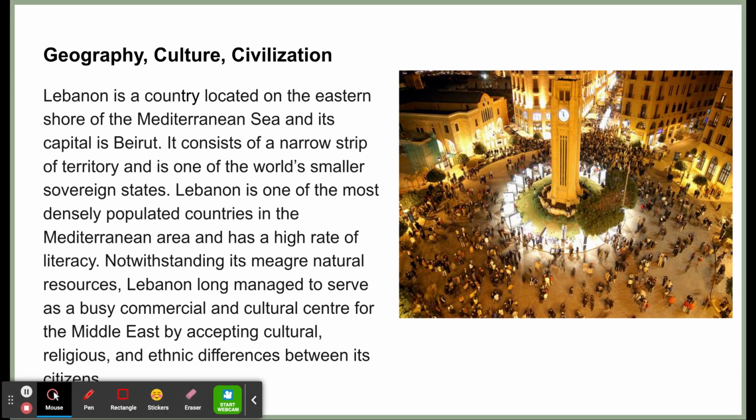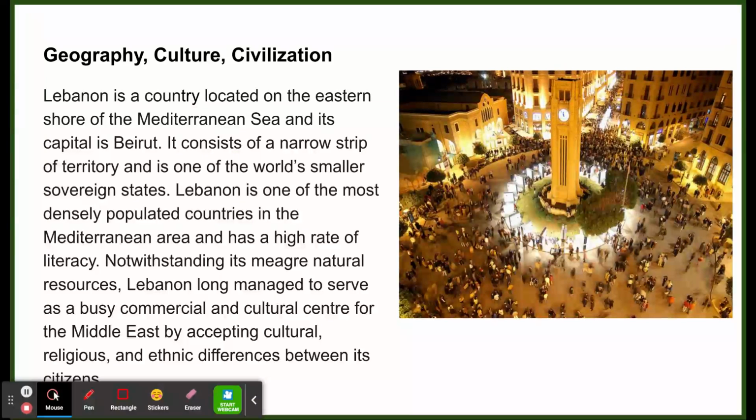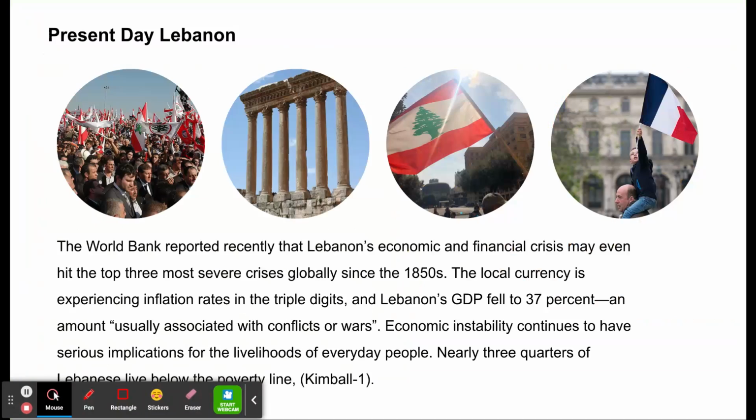Now, to go deeper into detail about Lebanon as a country and how it's been doing today, I will first be speaking about its geography, culture, and civilization. Lebanon is a country located on the eastern shore of the Mediterranean Sea, and its capital is Beirut. It consists of a narrow strip of territory and is one of the world's smaller sovereign states. Lebanon is one of the most densely populated countries in the Mediterranean area and has a high rate of literacy. Notwithstanding its meager natural resources, Lebanon long managed to serve as a busy commercial and cultural center for the Middle East by accepting all cultural, religious, and ethnic differences between its citizens.